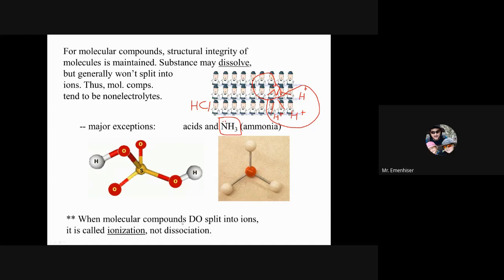When molecular compounds do split up, we call it ionization. So when an acid breaks down, or when a sugar dissolves, or when an alcohol dissolves, or when ammonia dissolves, we call it ionization, not dissociation.